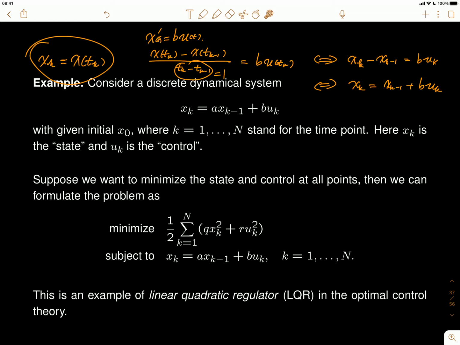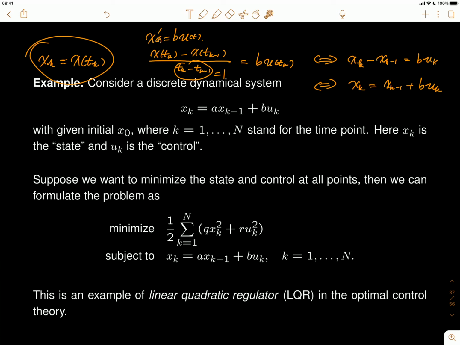And the question right now is that if we know what A and B are, we know the initial value x0, and we give the value for q and r, how to solve this system, how to find the uk. Especially, you get xk and uk at the same time. But actually, once you have uk, you know what the xk will be, right? Because the xk is determined by the uk. Okay, so the question becomes how to solve this.